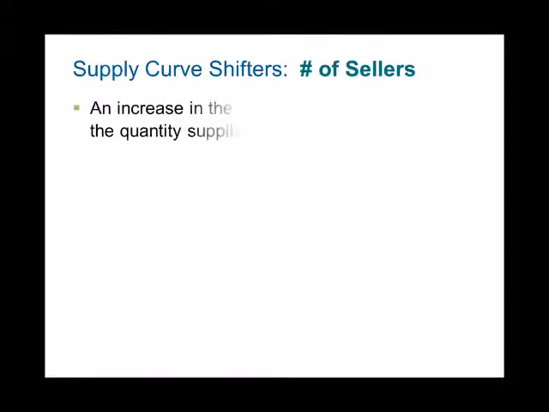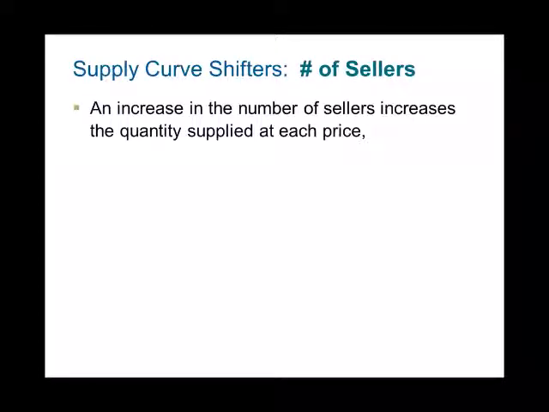The number of sellers, as we just saw, does have an effect. If there are more sellers in the market, then for each and every price there will be more quantity supplied in the market, so the supply curve will shift to the right. If there are fewer sellers in the market, supposing sellers leave the market, then there will be an exit of sellers, and that's going to cause less amount being supplied at each and every price. So the supply curve is going to shift to the left.